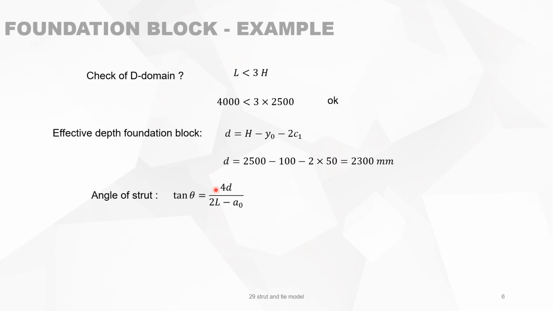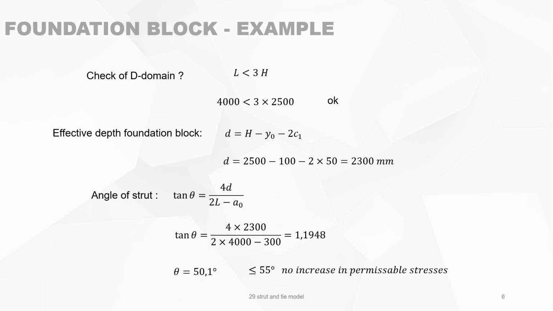The angle of the strut is then the tangent theta, equal to this equation. And we have 1.19 for the tangent, and this is between the limits 1 and 2, so this is fine. The angle is then 50 degrees. It's smaller than 55, so we do not have to increase the permissible stresses.